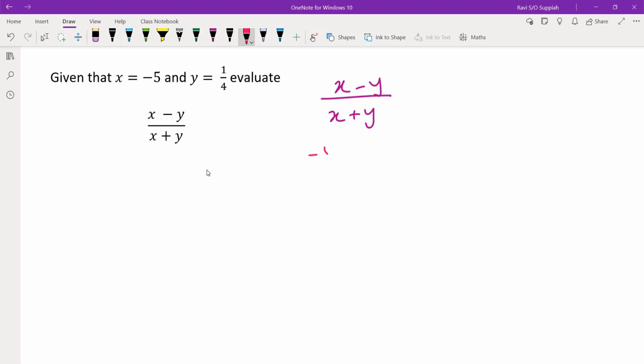So x is minus 5, minus 1/4, over minus 5 plus 1/4. All right, for the numerator, how I always think is plus and minus in terms of money, correct? Plus means you're getting money, minus means you're giving away money. So in the numerator, you give away $5, you give away another 1/4, so you give away a total of 5 and 1/4. In the denominator, you give away $5, but you get back a quarter.